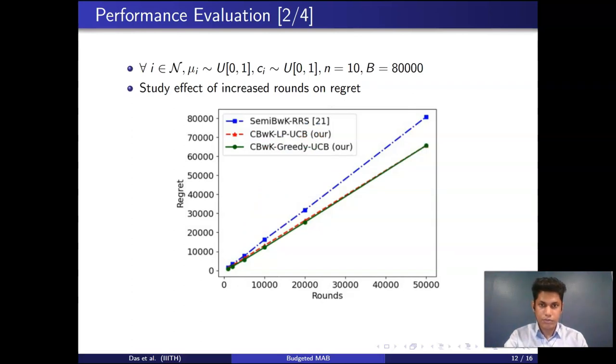Next we evaluate our performance on fixed budget, and we study the effect of increased rounds on regret. As we can once again see, our greedy and LP algorithms perform a lot better than semi-BWK-RRS, and the gap only seems to be increasing.